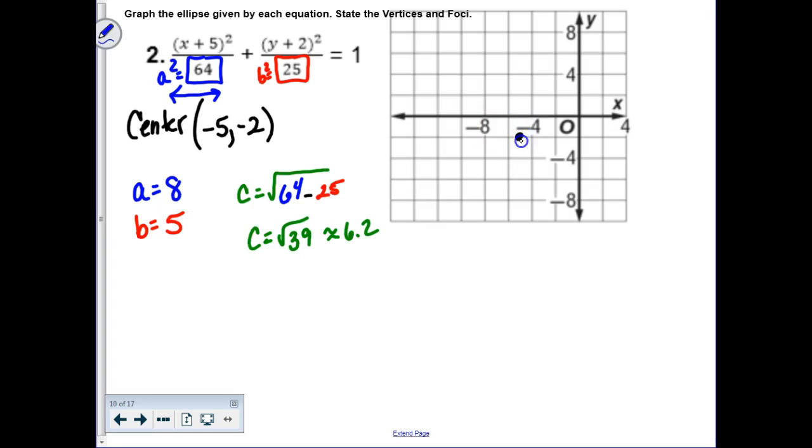So horizontally, I'm going to move 8 units, but remember, they're counting by twos, so you're moving 4 blocks each way. So 1, 2, 3, 4. There's one endpoint for a vertex. And then 1, 2, 3, 4. There's the other one. And then for our minor axes, I'm moving 5 units vertically because it's under the y coordinate. So that'd be 2.5 blocks. 1, 2.